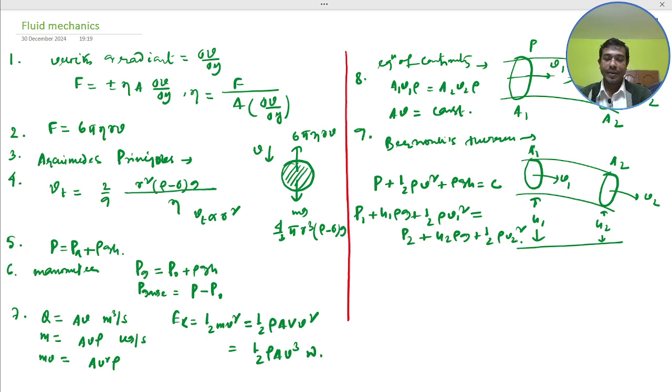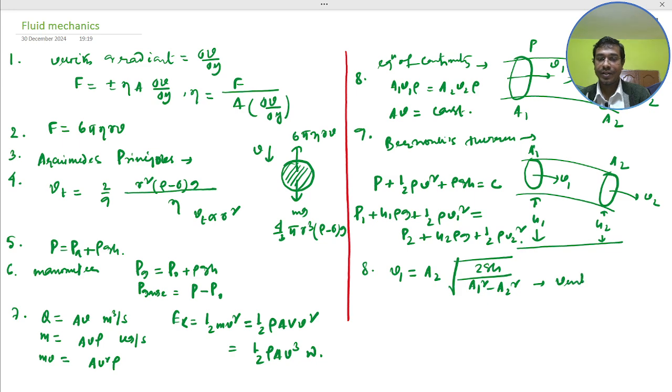Next one is the venturimeter. I will not draw the figure here, I just write the formula: V1 is equal to A2 root over 2gh divided by (A1 square minus A2 square). This is for the venturimeter.